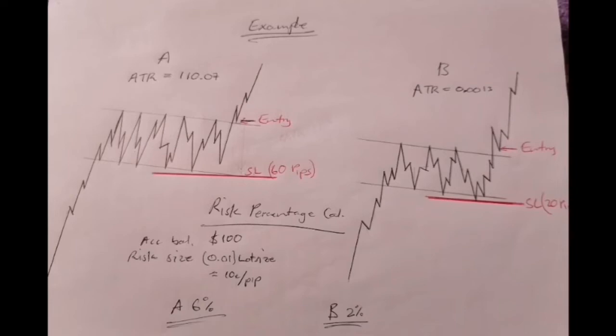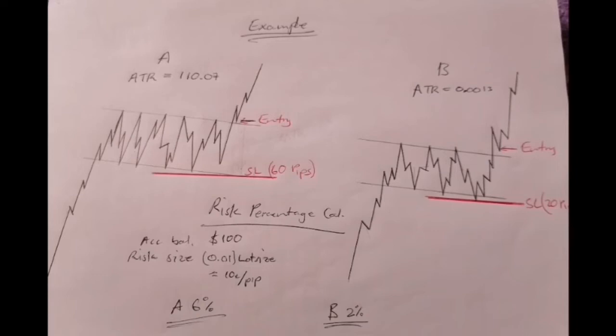a micro lot, which is 0.01 lot size and equivalent to 10 cents per pip, it means you'll be risking 6% of your account in this trade. But on B, you will be risking 2%. Why? Because you have a tight stop loss of 20 pips, but it's the same setup, same entry rules. The only difference is the ATR, which reflects the volatility of price in that currency pair.